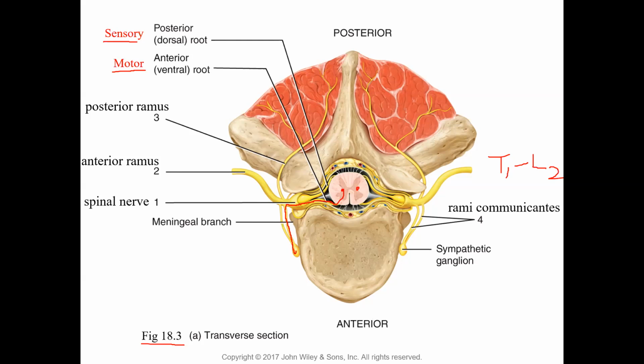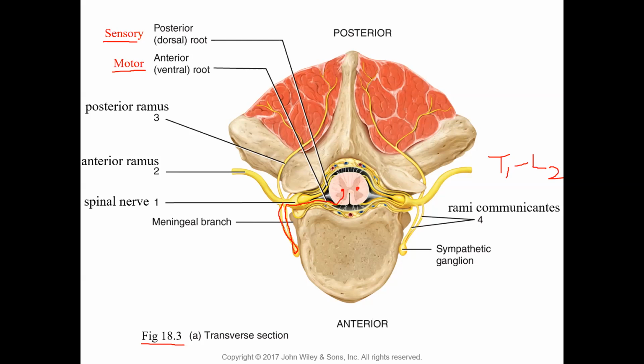So rami communicans has white rami and gray rami, and these preganglionic axons of the sympathetic division form the white rami communicans. Some of these fibers will synapse in the sympathetic ganglion and some will not. The ones that pass through without synapsing just turn around and go right back into the spinal nerve. For simplicity's sake, to keep the lines from blending into each other, I'm using the other rami communicans. It could just go up on the same rami communicans that it came down in.